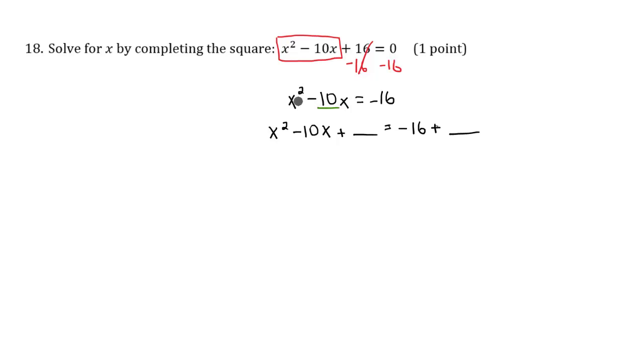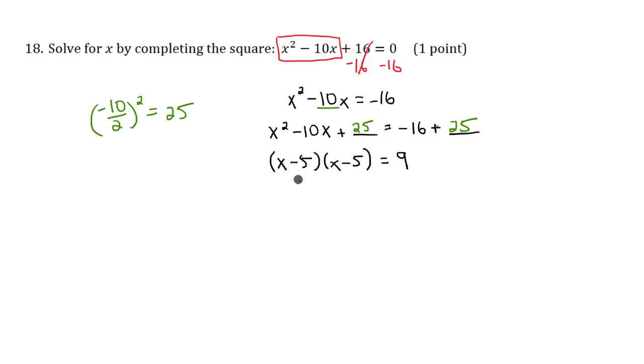So I take my B term, which is negative 10, I divide it by 2, and I need to square it. So negative 10 divided by 2 is negative 5, and then if I square that, it's going to be 25. That's the number that I add into the left side and to the right side. Now I can factor this. Two numbers that multiply together to get 25 and add together to get negative 10 is going to be a negative 5. So there are my two factors right here. We have a minus 5 and our minus 5. I combine these terms to give me 9. Now I could write this as the quantity of x minus 5 squared, which equals 9.